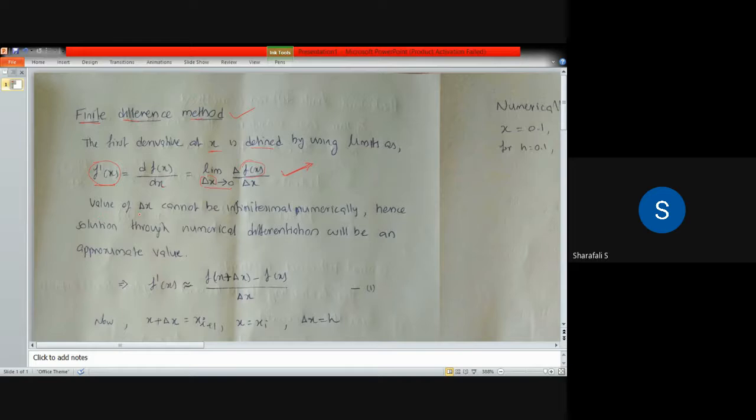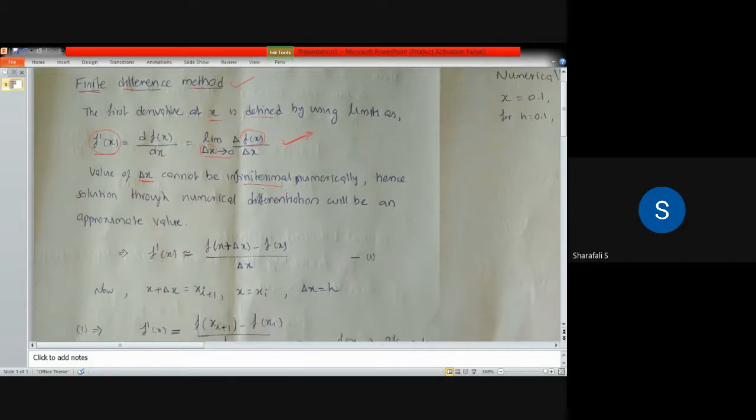Now, as you know, the value of this delta x cannot be infinitesimal, so it should have some certain value. It is not that infinitesimal when you are considering it numerically. So in numerical differentiation, what we get is an approximated result. We will not get the actual result, but we will get an approximate result, and that depends on this delta x value, how we are choosing that delta x value.